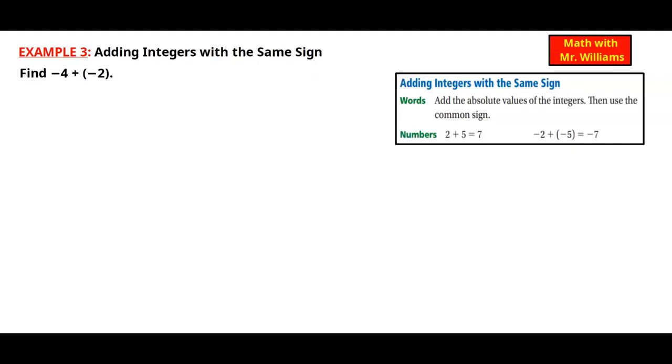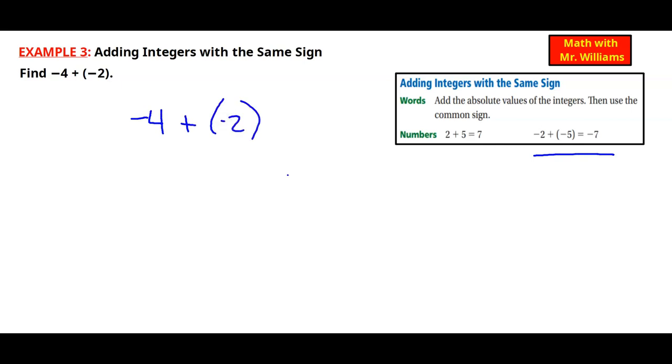Math with Mr. Williams, example 3, adding integers with the same sign. So here we have find -4 plus a -2. We know when they have the same sign, we just add them up. So we take -4, and we're going to add a -2 to it.